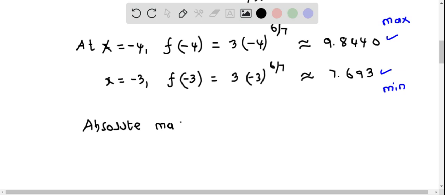So therefore, we see that the absolute maximum of the function is 9.8440, and the absolute minimum equals, these are approximate values, 7.693.